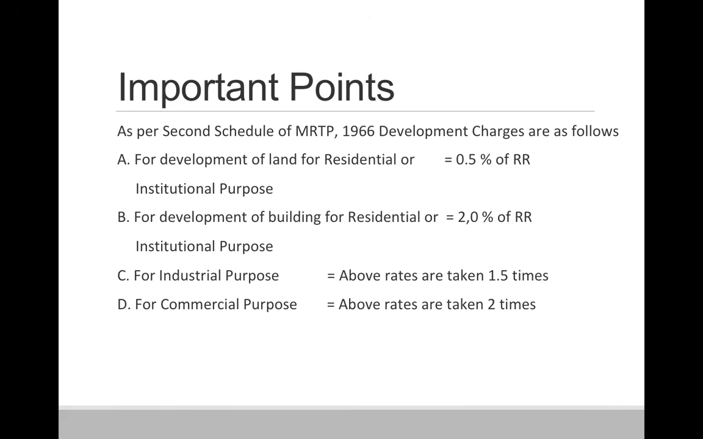And one more important point we need to remember is that for cities with vital urban transport projects happening in them, like metros or BRTs, the development charges or the rates are increased by 100%, that is again 2 times.